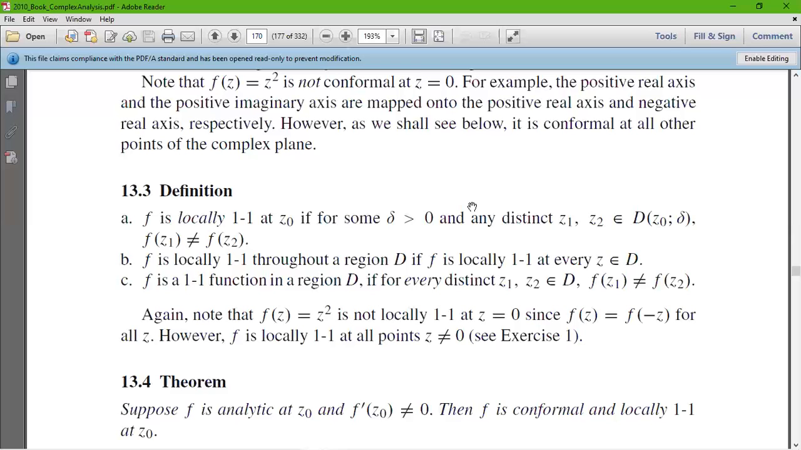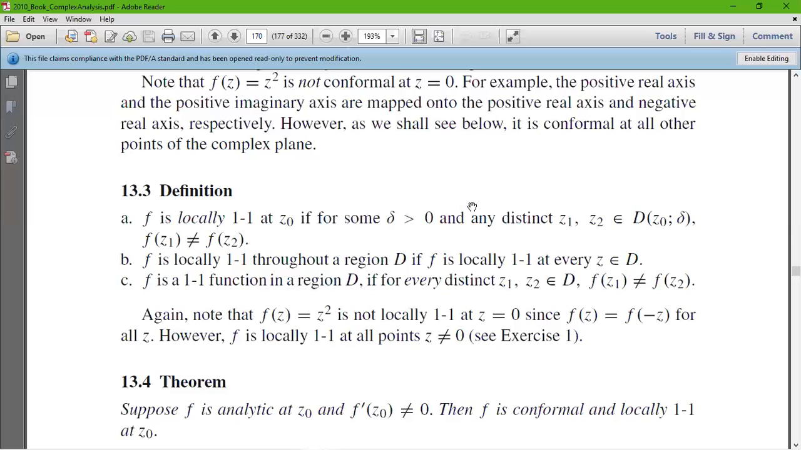Now, this can be shown with the help of an example, which we have already seen. f of z equals z square is not locally one-to-one at z0 equals 0, since f of z equals f of minus z. That means f of z1 is equal to f of z2, which contradicts the definition of a locally one-to-one function. However, f is locally one-to-one at all points except z equals 0, as seen in the previous example.